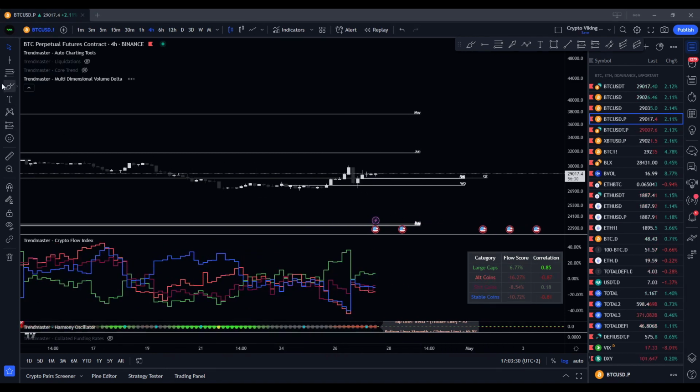I love the flow thing, it's crazy too. Look at that. You essentially had to move up here before the breakout, where we had very increased movement up and very big movement down from the stablecoins before the actual big move. So that's pretty interesting. It's pretty cool.